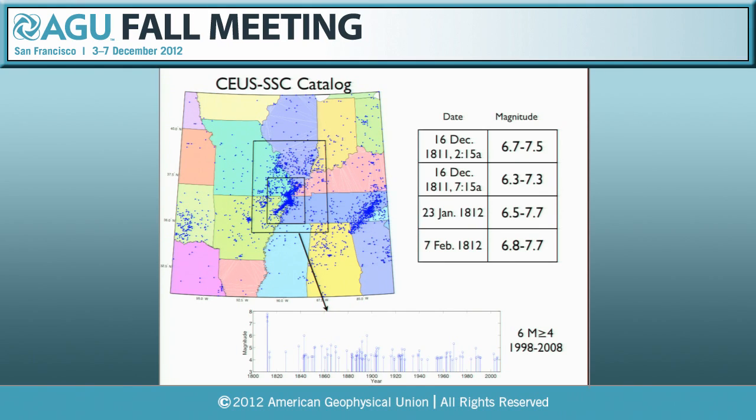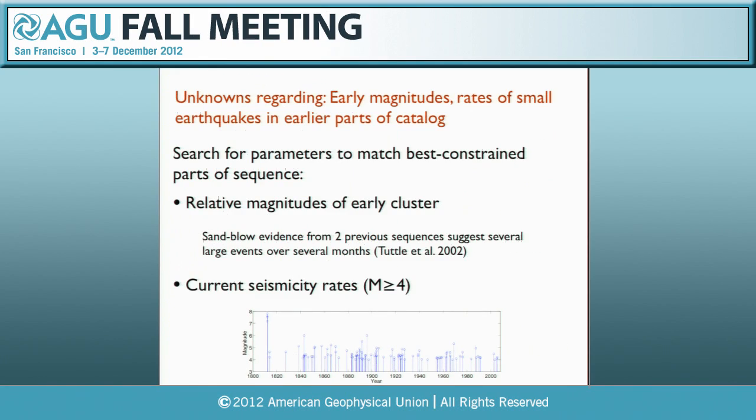And of course, early in the historical catalog, we only know about the larger events. And then in the instrumental period up here, we do very, very well. In this large box here, we have 6 earthquakes in this 10-year period recently, above magnitude 4. Going to the smaller box, which is what I'll be trying to match, you get about 3 earthquakes in a 10-year period.